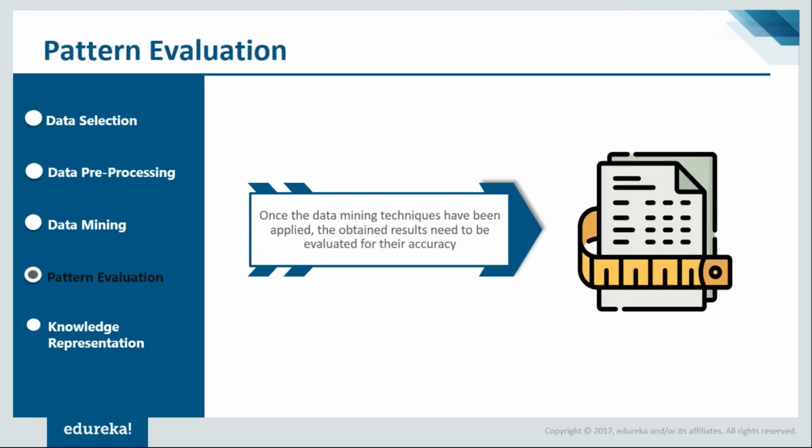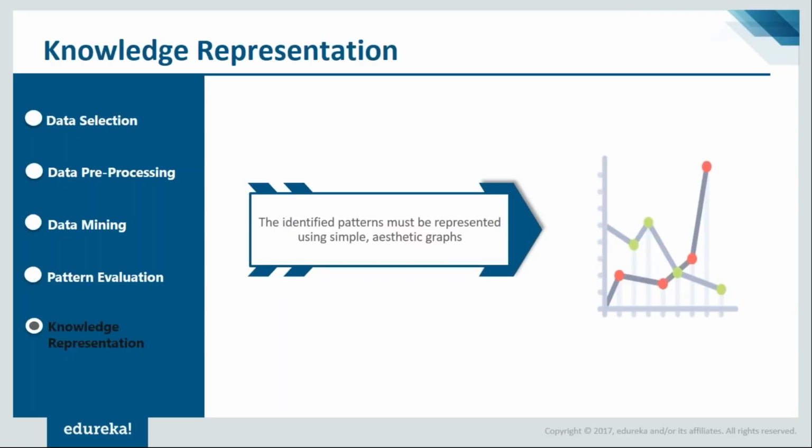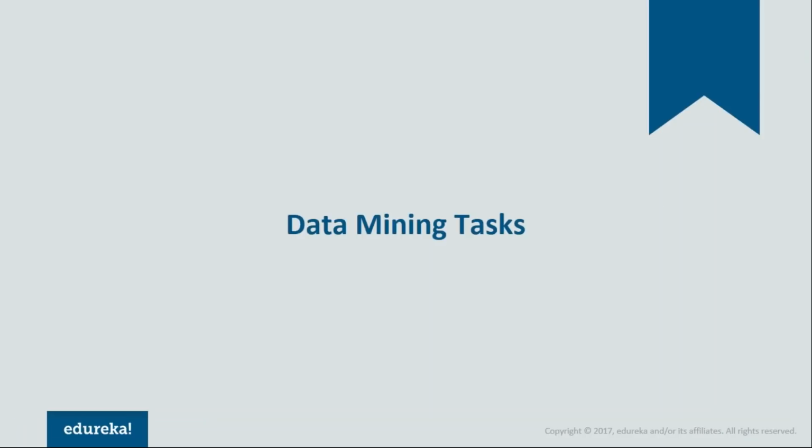Now it's time to check for the validity of these patterns. That is, we do the three parameter check. We need to see if the obtained information is correct, useful, and new. Once the information is validated, now it's time to finally represent the information using simple and aesthetic graphs. So those were the sequential steps involved in the KDD process.